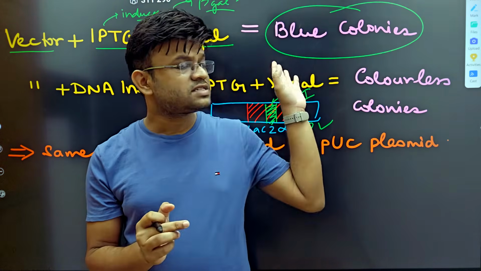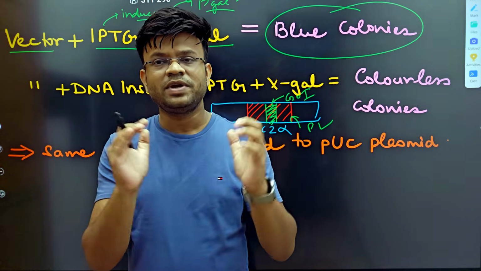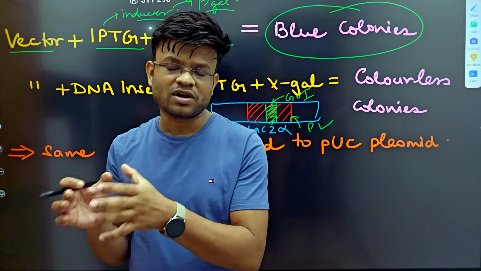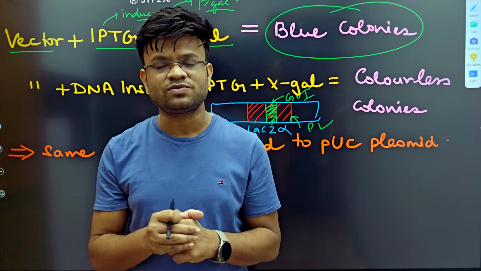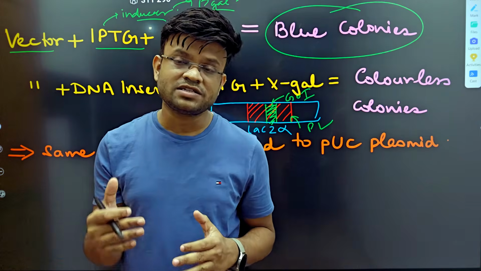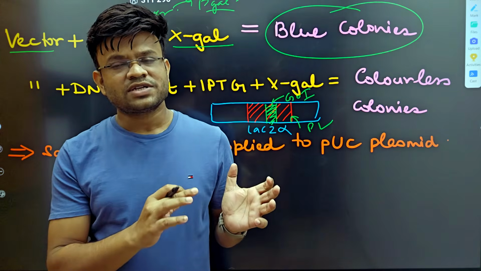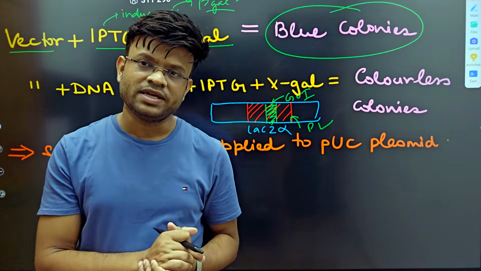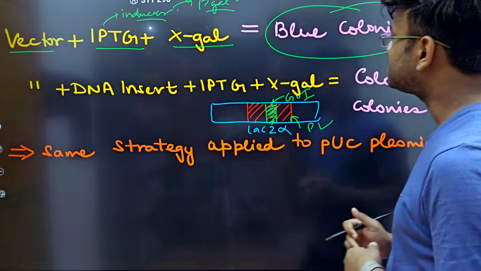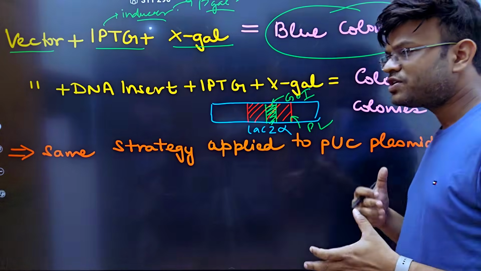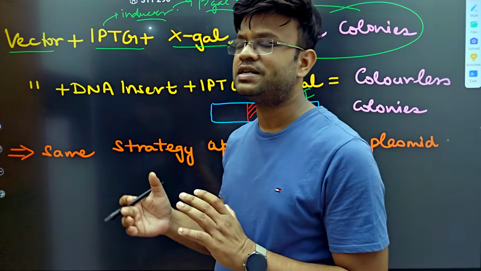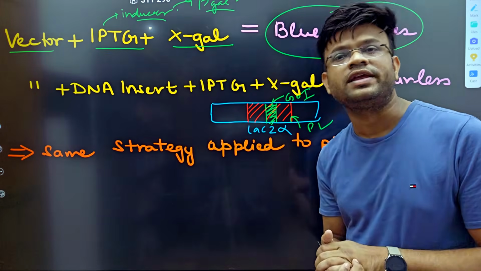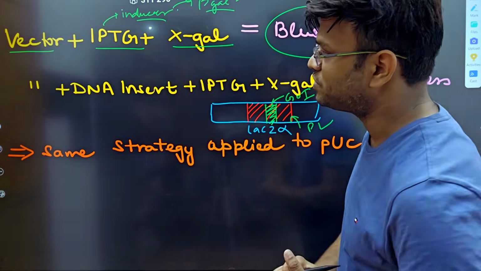Why? Because in this case only the LAC-Z alpha gene would be intact. When the LAC-Z alpha gene is intact, the alpha region of the beta galactosidase would be formed. When beta galactosidase interacts with the XGAL, only then are the blue colored colonies produced. So if blue colored colonies are produced, then you can say that our gene of interest was not present inside the vector, right? That means the vector was non-recombinant. Our gene of interest was not present over there.